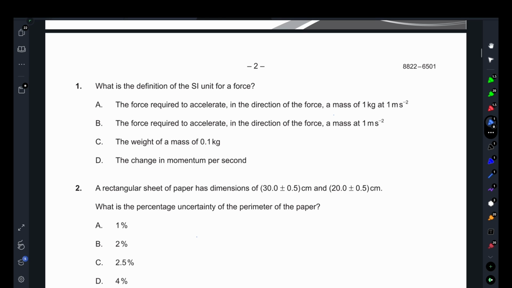Starting with question 1. What is the definition of the SI unit for the force? So the SI unit for the force is a Newton, and we can write out the formula for force. Force is equal to mass times acceleration. So the SI unit for the force is the force required to accelerate in the direction of motion a mass of 1 kg at 1 meter per second.